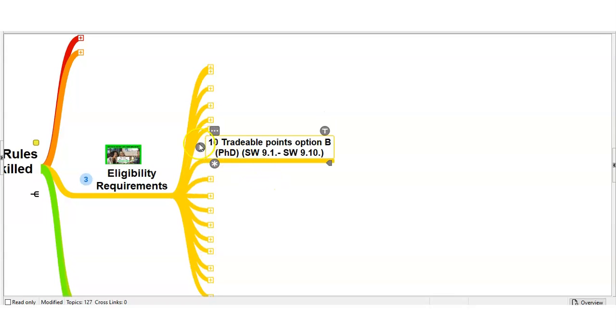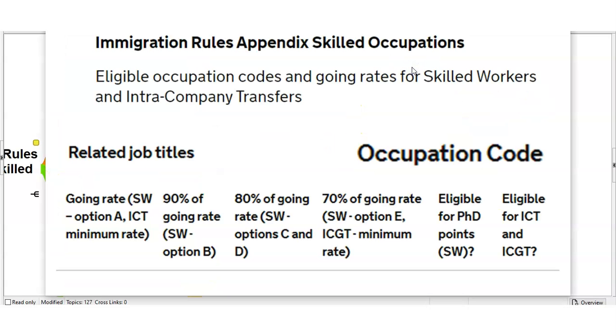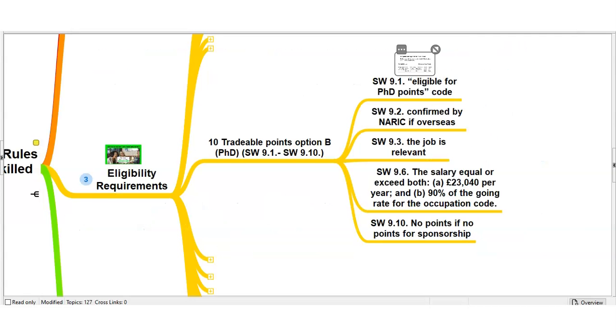Option B is for those who have a PhD. So here you will need to score eligible points for a PhD, and whether or not, as I mentioned before, in order to score the eligible points, you will need to go to Appendix Skilled Work Occupations, and you will need to check this particular column to see if your profession is there. If you obtain your PhD from outside the UK, it has to be duly confirmed by NARIC UK.